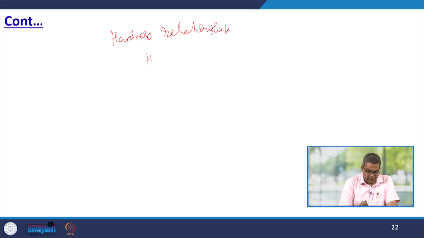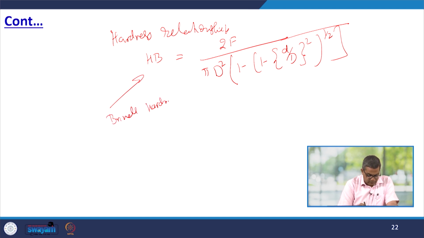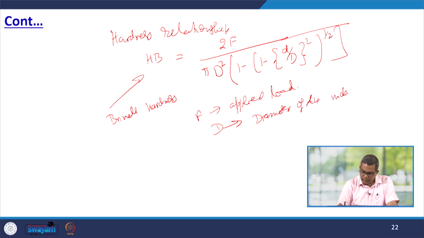Now, the hardness relationship is given by the expression HB is equal to 2F over pi D squared times 1 minus the square root of 1 minus d over D all squared. Here HB is the Brinell hardness, F is the applied load, D is the diameter of the indenter, which is usually represented in mm, and small d is the diameter of the impression made, again in mm.